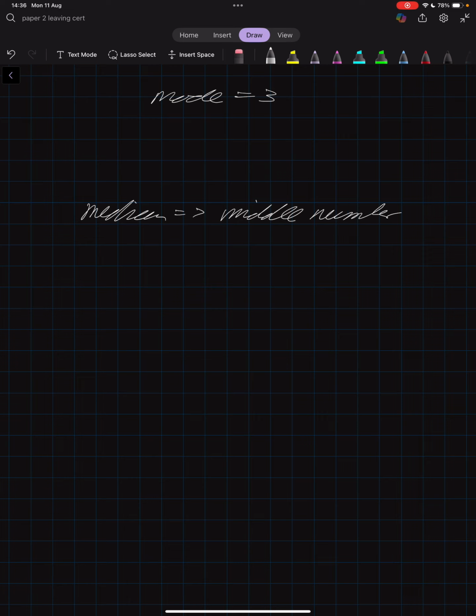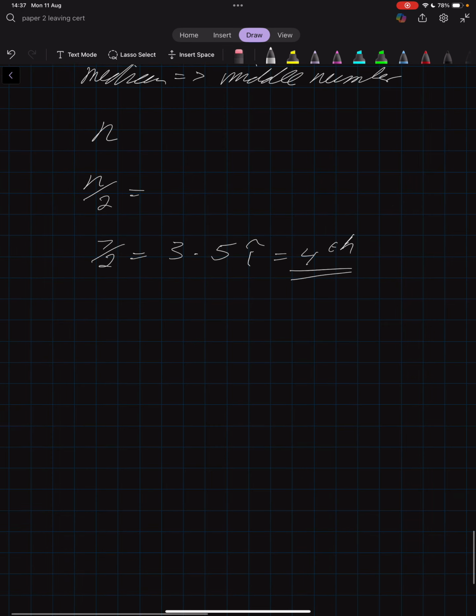So the middle number. First of all, let's say you have n things, so there's n bits of assets. Let's say there's 10 of them or 12, there's n of them. You do n divided by 2. If n is odd, for example 7 over 2, you get 3.5, you round up, so the median is just the fourth number. If n is even, say it's 8, and you get 4, then you take the fourth and the fifth, and you divide it by 2.